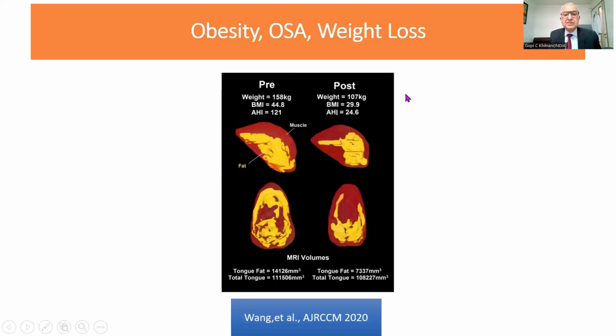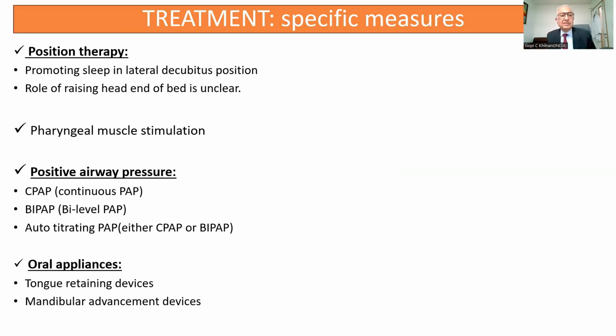Now, this is the depiction of the impact of weight loss. This is a 158 kg person with so much of fat and so much of narrowing of the airways. When you reduce weight or after bariatric surgery, with a reduction of 50 kilos of weight, the BMI goes down to 29 and the fat goes down and the airway becomes patent. So this is the benefit of weight loss.